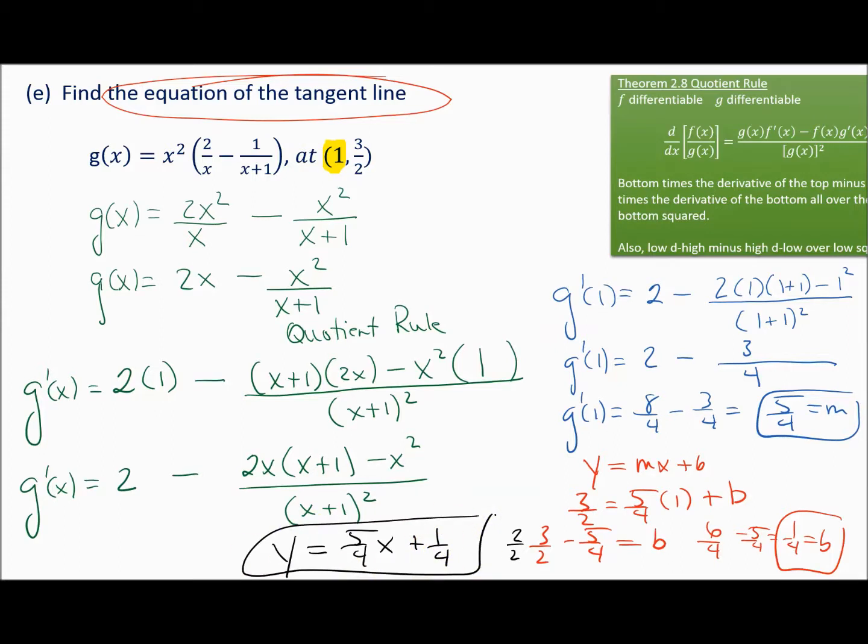Again, step by step. Take the derivative. Then plug in your x value into the derivative. That finds the slope of the tangent line, which is 5/4. Then work with y equals mx plus b. And so your y is going to be whatever your y value is, either it's given or you have to find it. Sometimes you have to take the 1 and plug it into the original function to find y. And then your 5/4 times your x to find b.